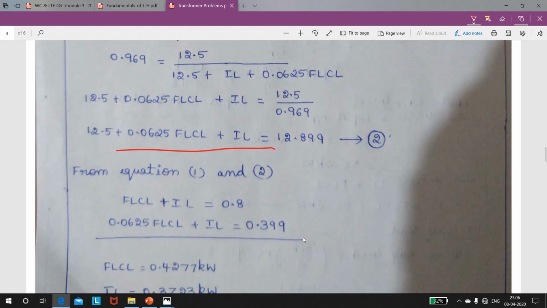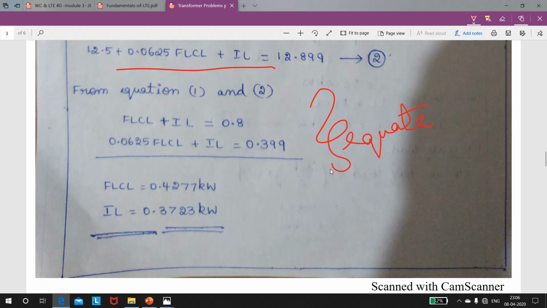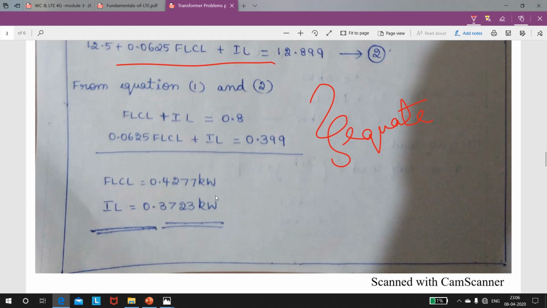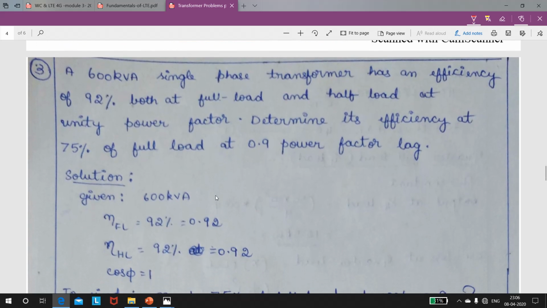Next, use these two equations. So equate this. You can solve this using your calculators. So use the equation mode. If you put it in the equation mode, use these two equations, you will get the answer for two variables. So that is how we are going to solve the problem.